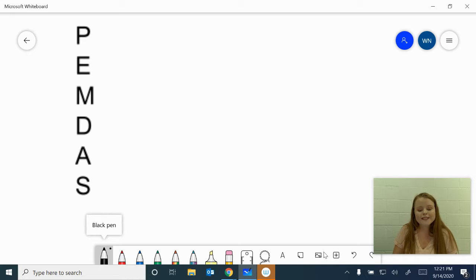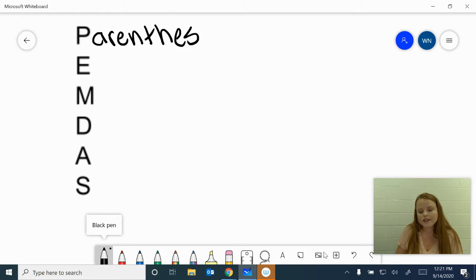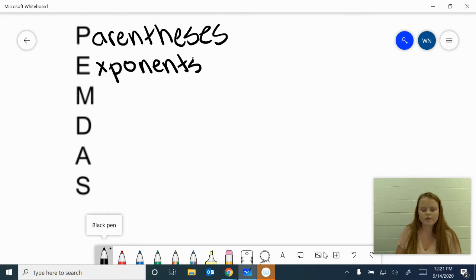So again, we call this PEMDAS. When you're thinking about PEMDAS, we're going to say parentheses first. So this first one, go ahead and write it in. Parentheses first. Exponents next. Exponents. There we go.